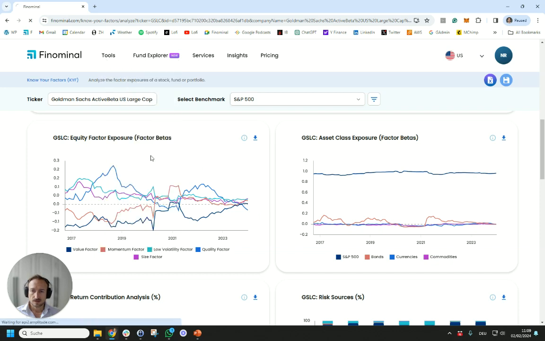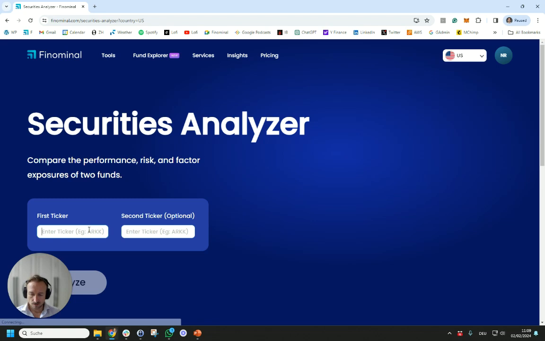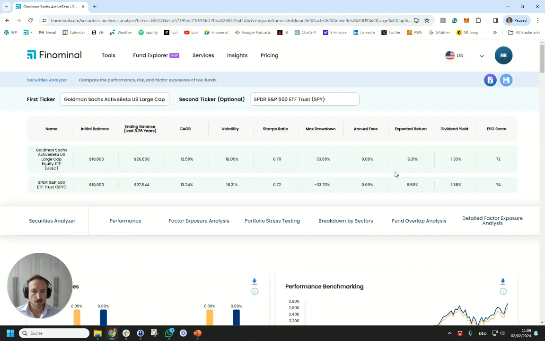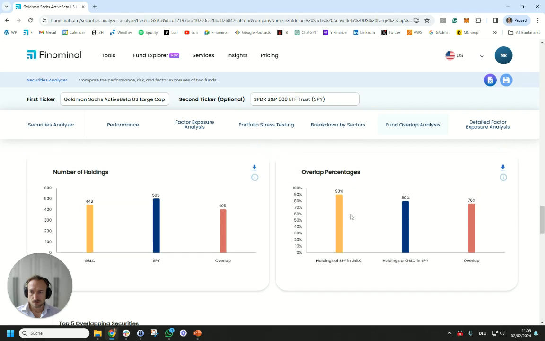Another way of highlighting that is by looking at the overlap from a holdings perspective between GSLC and the S&P 500. We're going to take SPY as a proxy. So I'm on the so-called securities analyzer. Now I'm going to fund overlap analysis. And effectively what we see over here is the number of holdings in GSLC is 448. So very close to the S&P 500, which has more than 500 stocks, ironically, because of A and B shares and so on. But there is a huge overlap of 405 stocks. And you can see that expressed in percentage as well. So there's a 76% overlap with the S&P 500. And if you're not different as a fund, it's very difficult to generate outperformance.